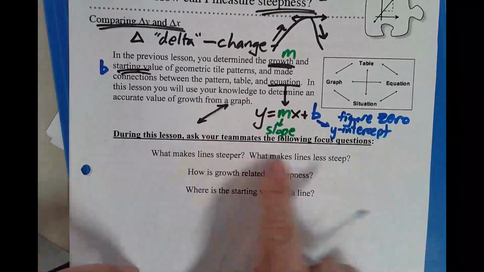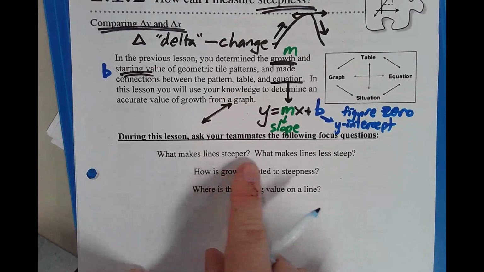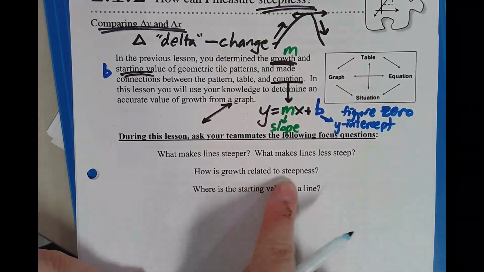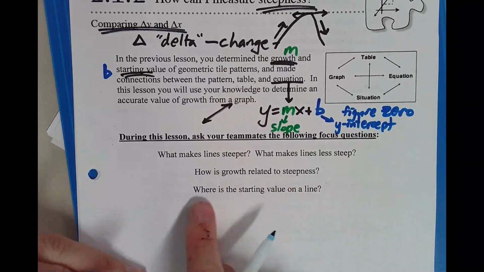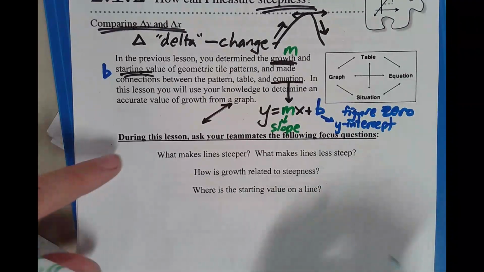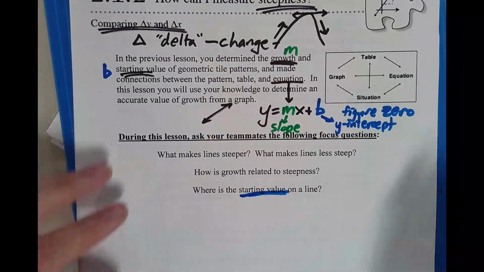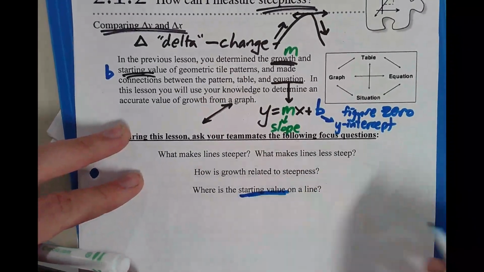Okay, during this lesson, make sure you're asking this question: what makes a line steeper? What makes lines less steep? How is growth related to steepness? And where is the starting value on a line? If you know the answers, this is wonderful. We can answer this one really quick. Where's the starting value on a line?